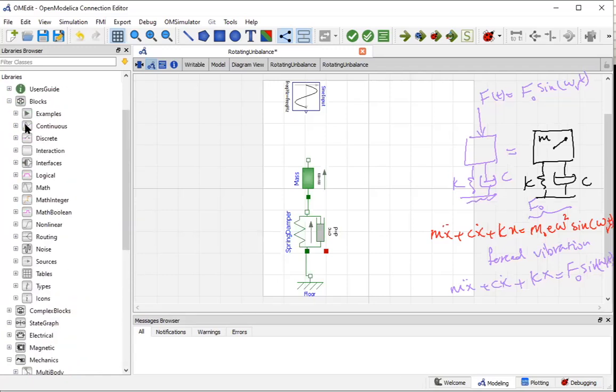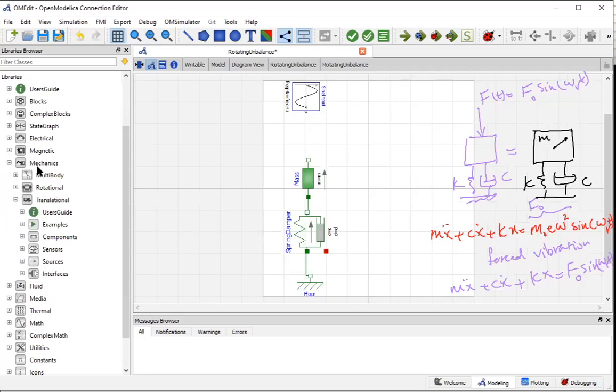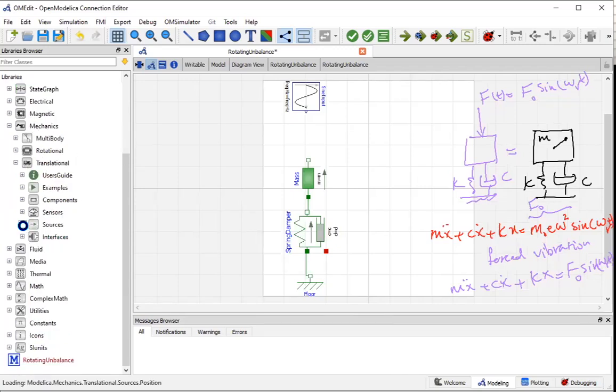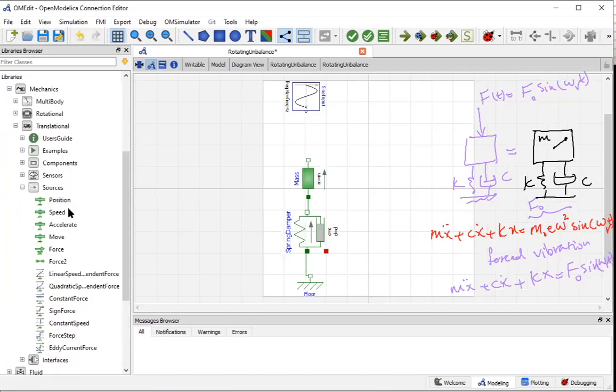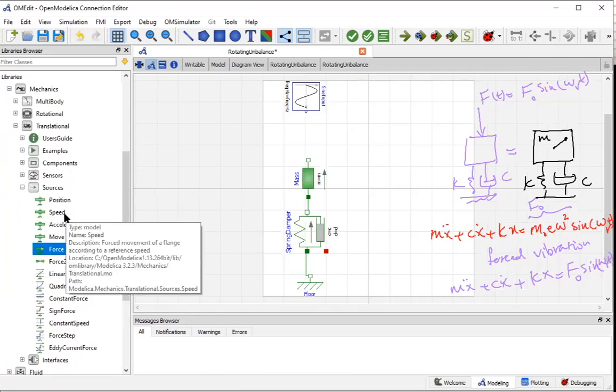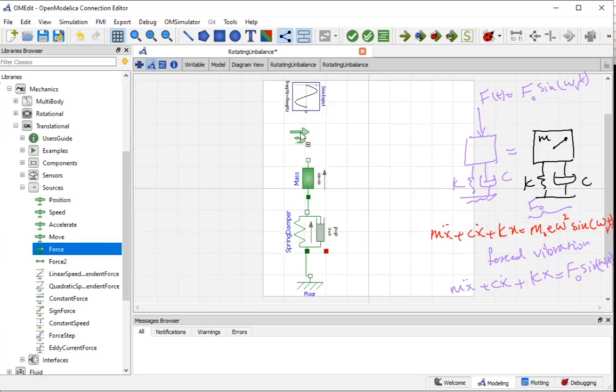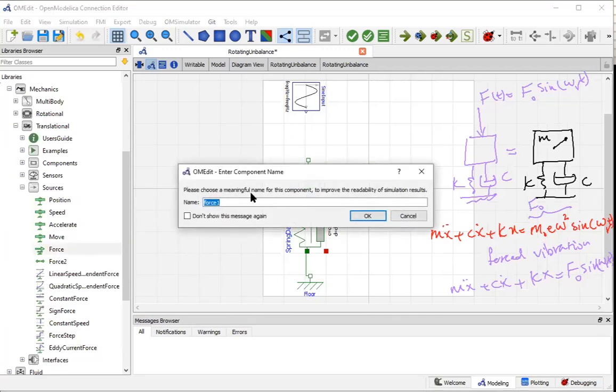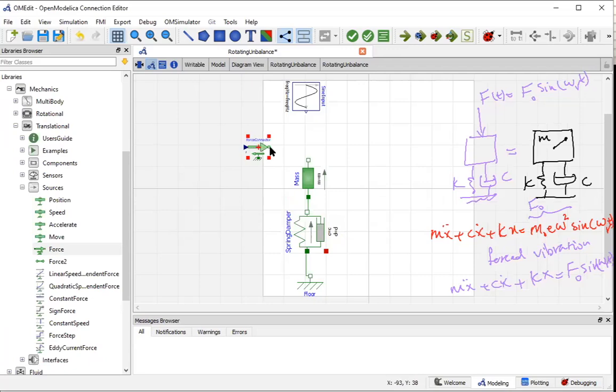To make that happen, close this one. This source is under blocks. Close that. We'll go back to mechanics, translation, and go under sources there. Over there, we can determine what we are giving and what is the nature of this input signal. In this case, it's a force. So I drag and drop the force connector. Remember, this is just a connector. It doesn't really do anything. The only thing it does is tell this model that the signal coming is a force and should be applied, obviously, to this mass.